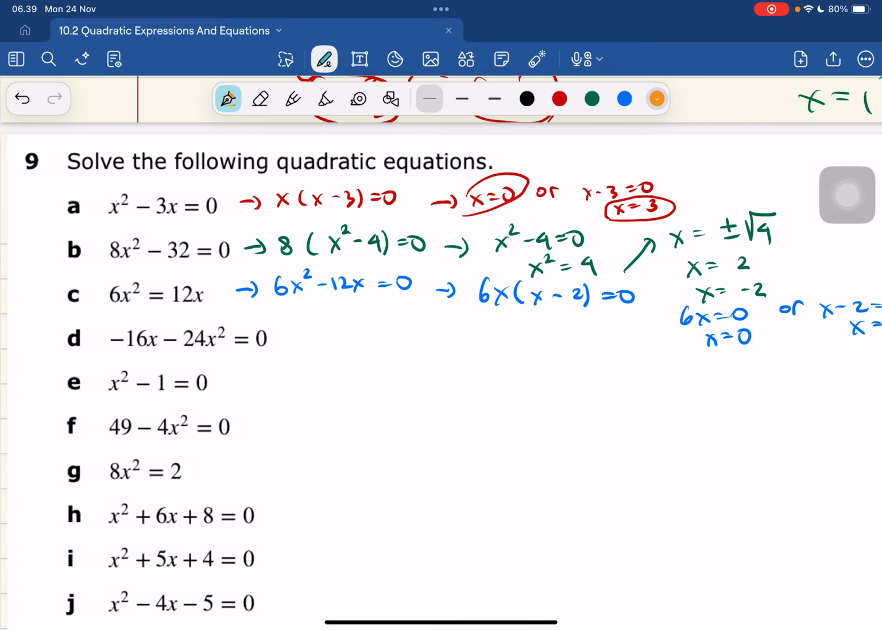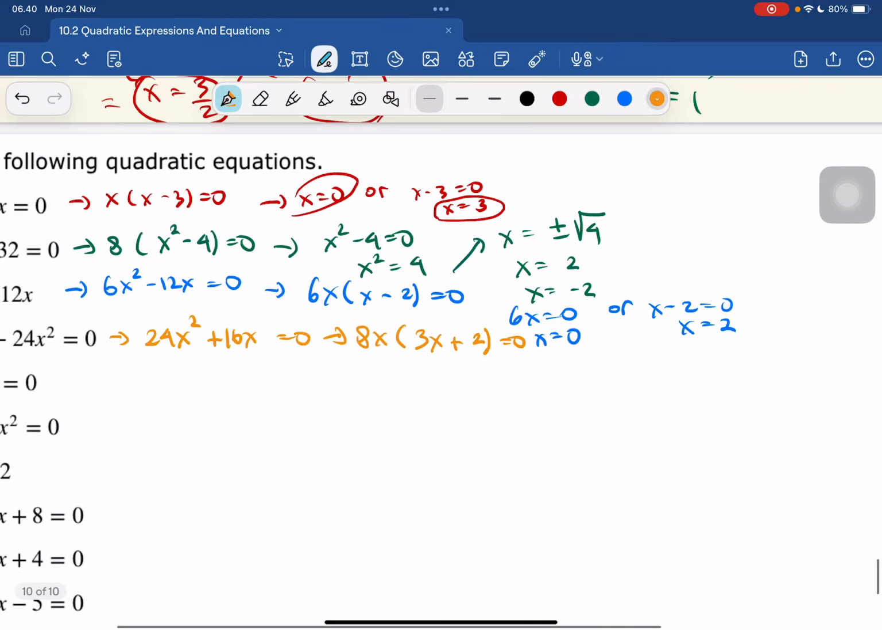Next, let us make it positive. Divide by negative, so this is going to be 24x squared plus 16x equals 0. The highest common factor of 24 and 16, we can divide by 8x. So 24 divided by 8 is going to be 3x plus 2 equals 0. So we get, I will write it here, 8x equals 0, so x equals 0, or 3x plus 2 equals 0, so x equals minus 2 over 3.